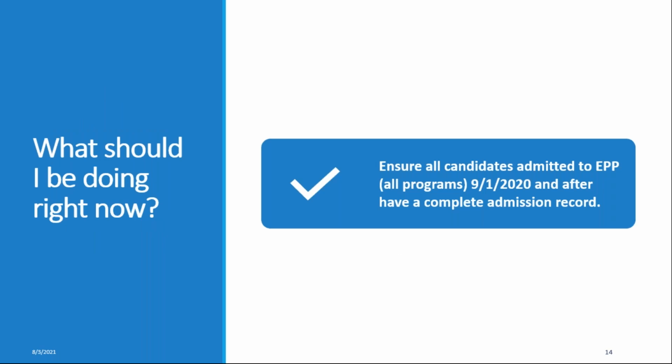What should EPP staff be doing right now? As we said earlier, you will need to ensure each candidate in your EPP in any program, including teachers and non-teachers, admitted from 9/1/2020 through 8/31/2021, has an admission record that completely and accurately reflects the area or areas in which the candidate was admitted and all applicable admission data for that candidate.